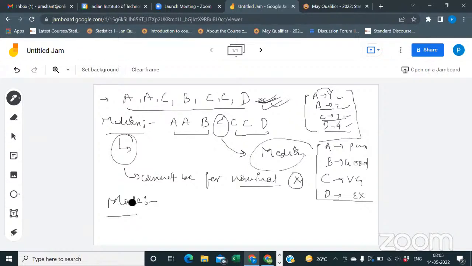And what is the mode? Mode is the value which occurs most frequently. So what is the mode? C. That's it.